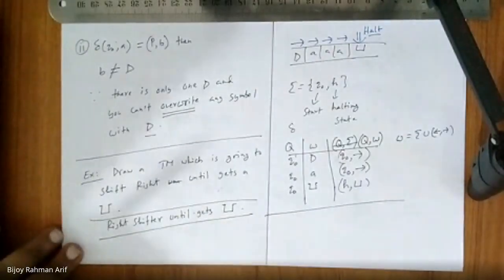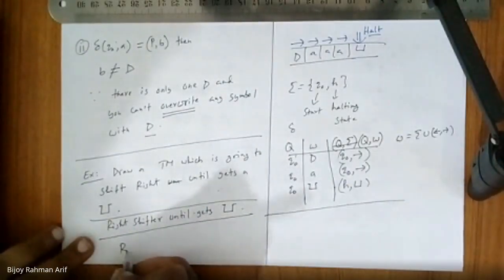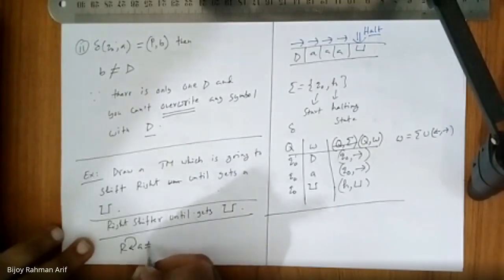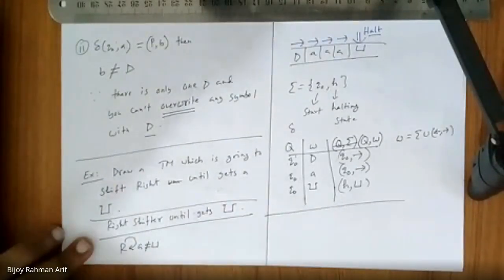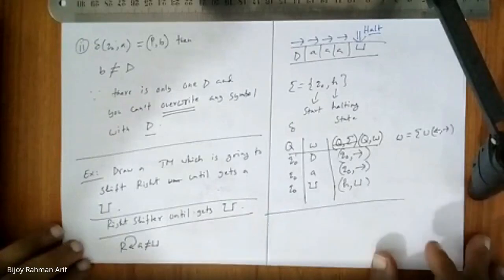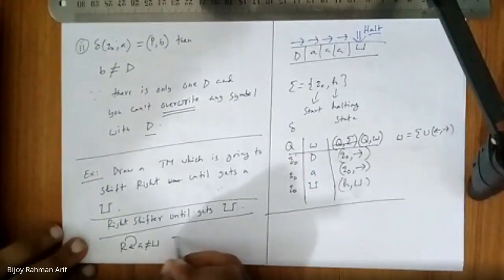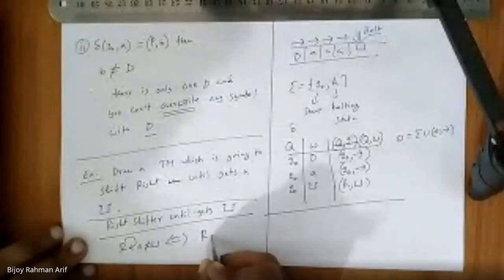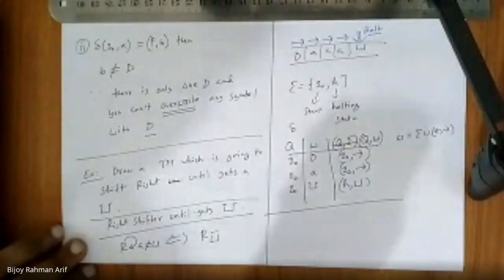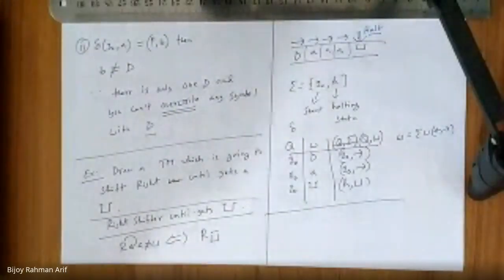What is the notation for this? It is like this. I right shift until A is not equal to blank. It is also written like this: R, right shift, not blank. So this is the right shifter until it gets blank.